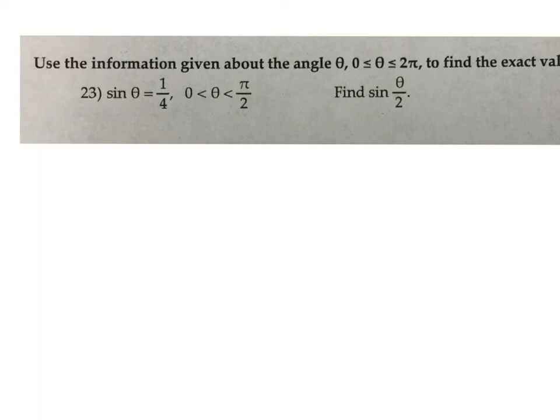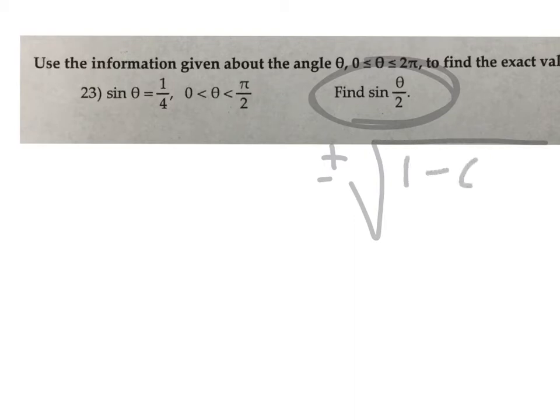In this problem, we want to find this half angle value for the sine of theta over 2. So we're going to use the formula plus and minus the square root of 1 minus the cosine of the angle, all divided by 2. So in order to use that formula, I have to first take my given information and figure out what the sine, or rather the cosine value is from that triangle.